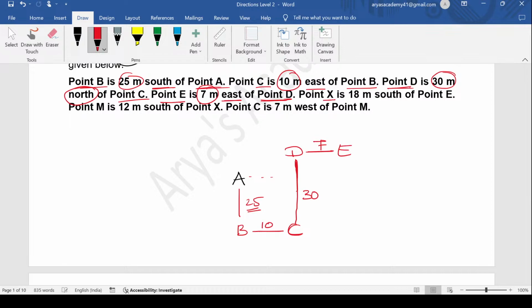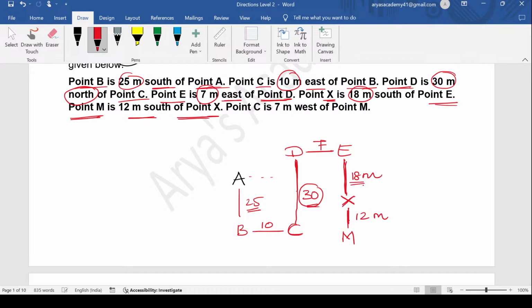Then point X. Okay. Point X is 18 meters south of point E. See, this is 30. Right? But from point E towards south, you have to travel only how much? 18 meters, and from there you will get another point which is actually X, right? Then point M is 12 meters south of point X. See, this is 30. They have told already this distance is 18, and from X they are again telling you have to move further south. If you move further south, and that too for how many meters? 12 meters, you will actually encounter a point which is named M.